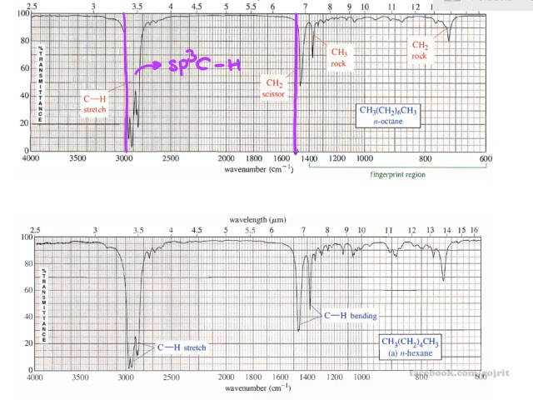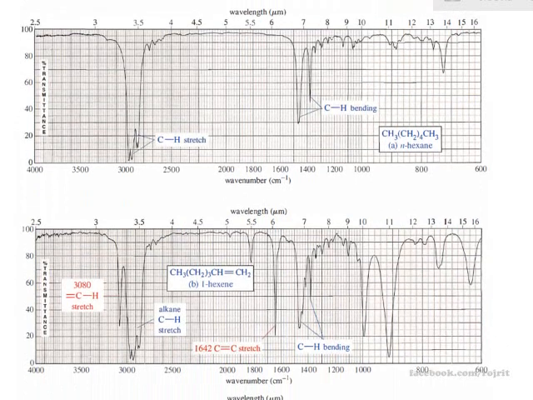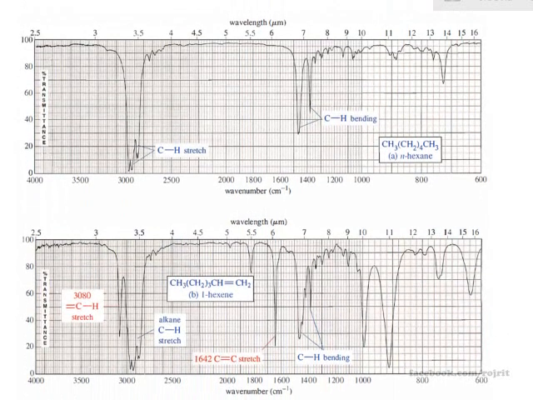Now we're going to move to the next type of compound, which is alkene. As I said, first of all, you have to mark the 3000 wavenumber to see whether you have alkane, alkene, or alkyne. And this is 3000-something. Here, 3080 to be exact, is the sp2 carbon single bond with hydrogen. This stretching appears a little bit beyond 3000.